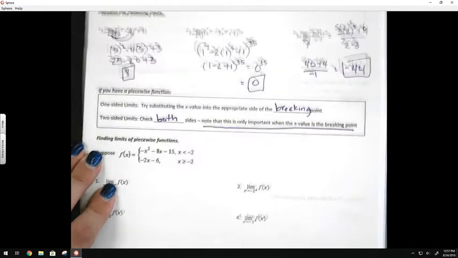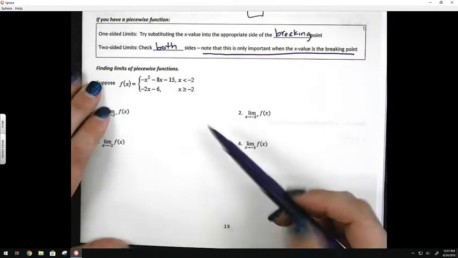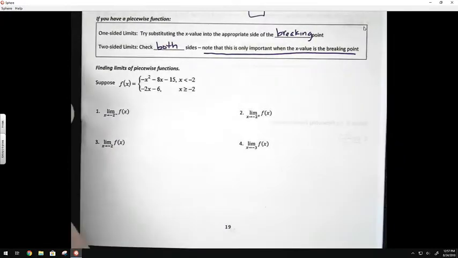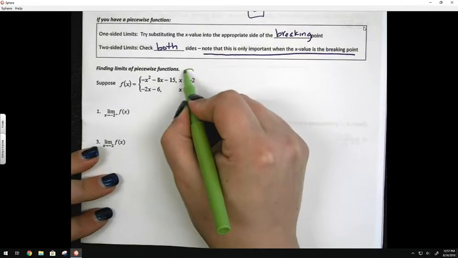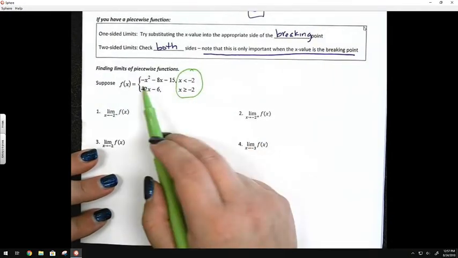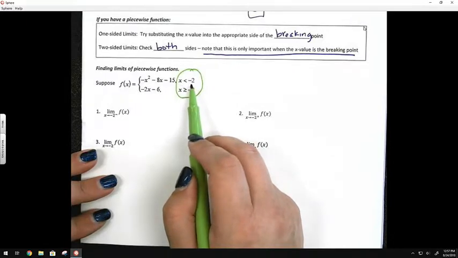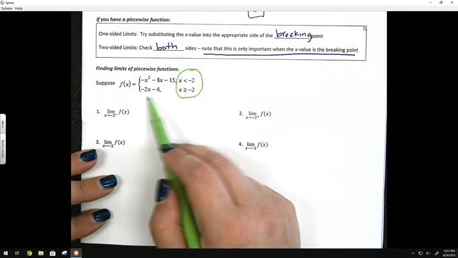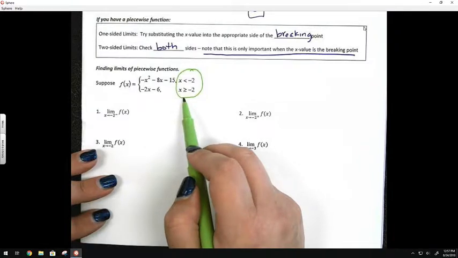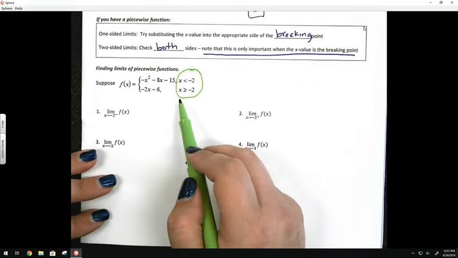So let's take a look at this one. We've got this piecewise function here, and our breaking point, I'm going to circle it over here. Our breaking point clearly is negative 2. Because our function is this parabola for when x is less than negative 2, and it's this line for when x is greater than or equal to negative 2. Now, we could graph this like we did in the last section and find the limits from there, but evaluating it algebraically is much easier.